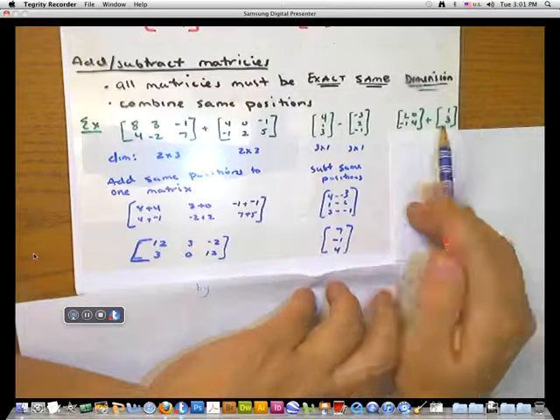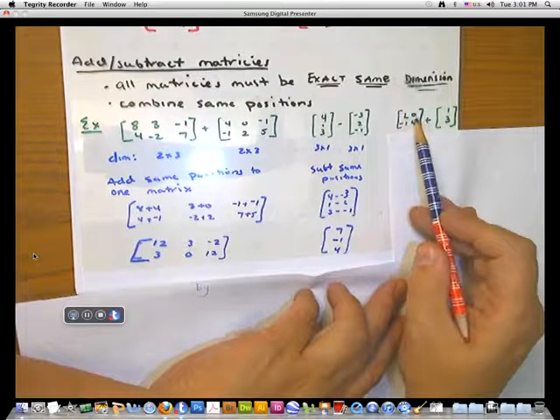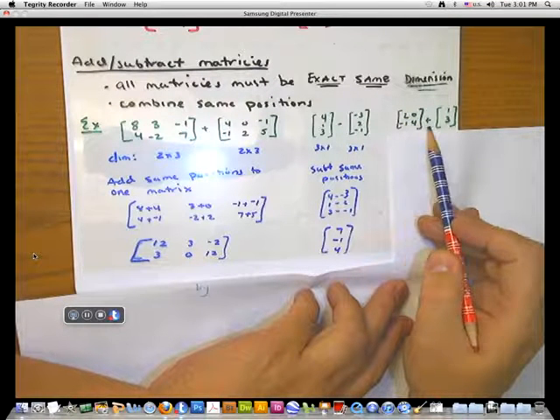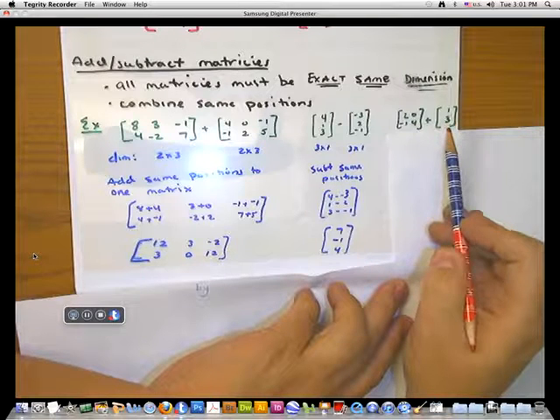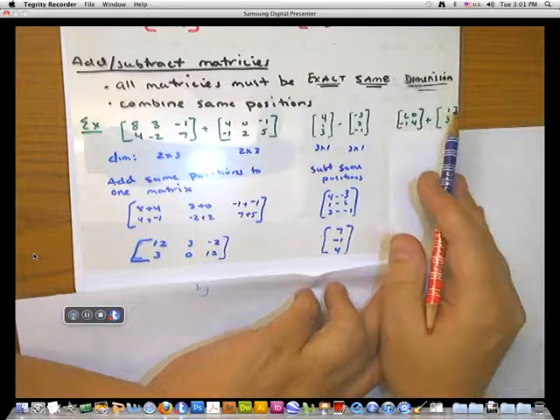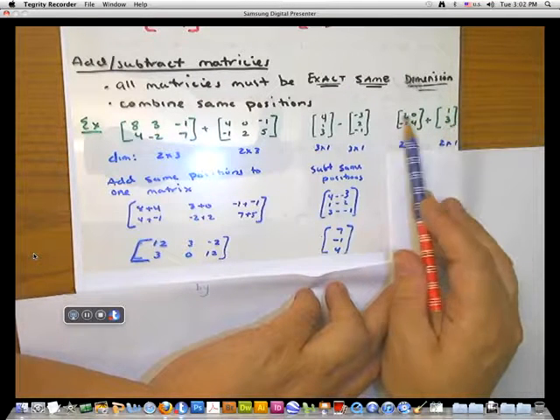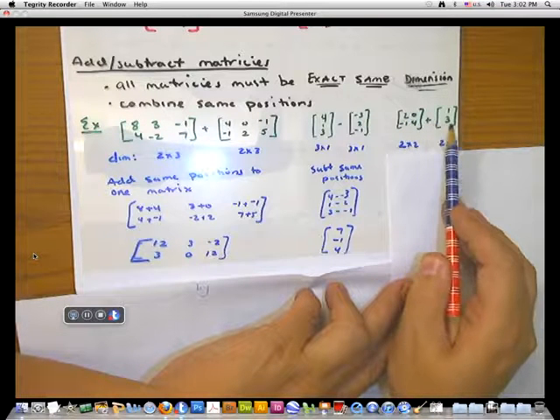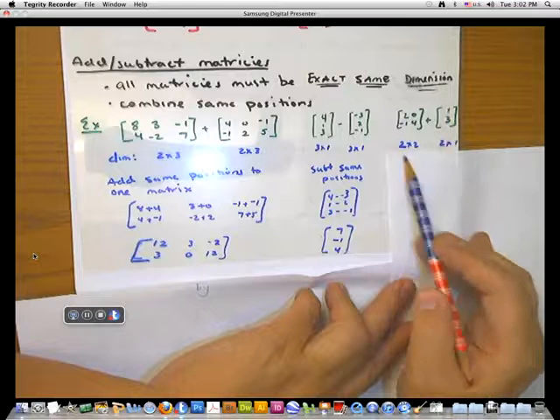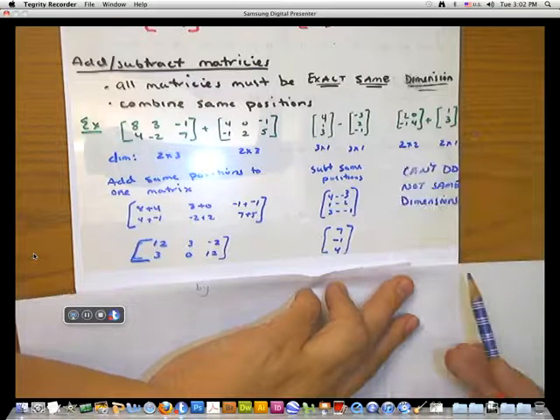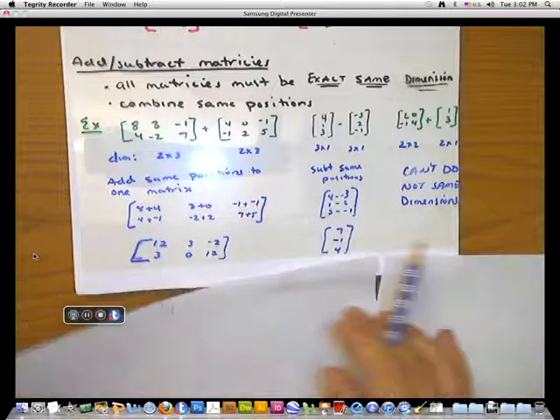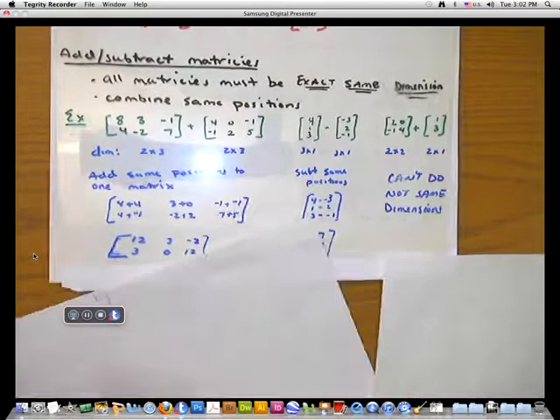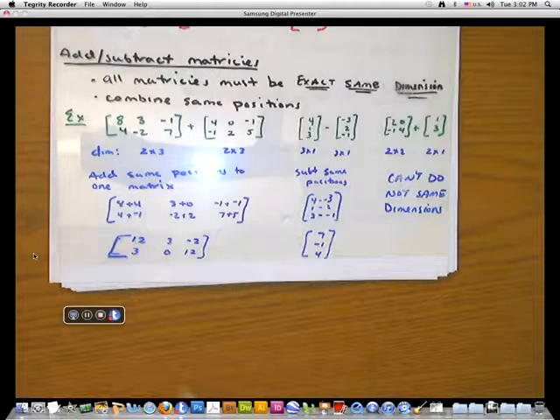Alright, our last example over here has the matrix 2, 0, -1, 4. And we're going to add it to the matrix of 1, 3. First thing we need to do is check the dimensions. We see this is 2 rows by 2 columns. This is 2 rows, but only 1 column. Therefore, you cannot do it. They are not the same dimensions. You cannot add and you cannot subtract unless they're exactly the same.